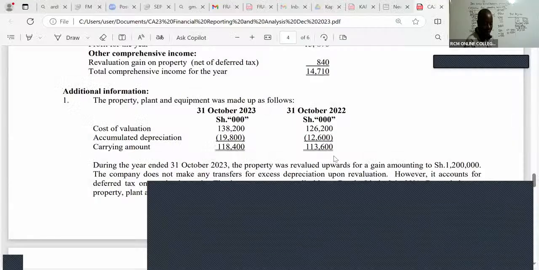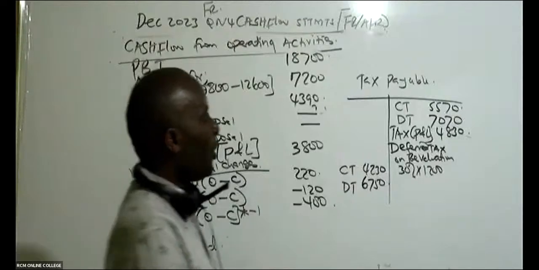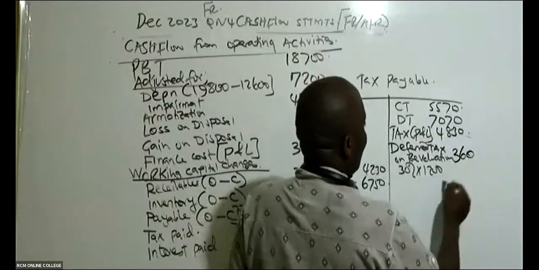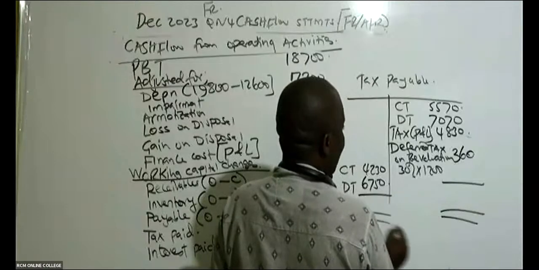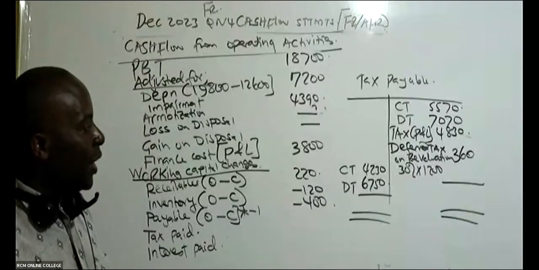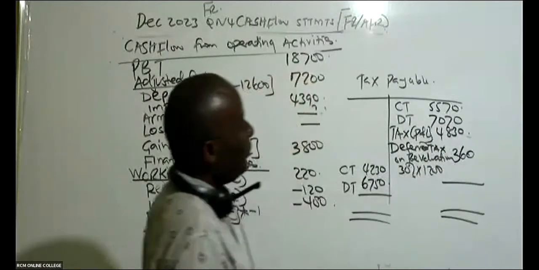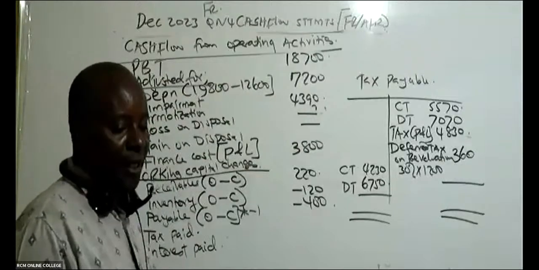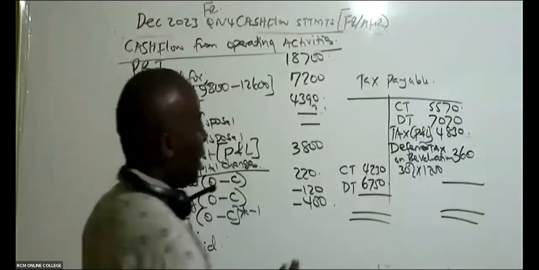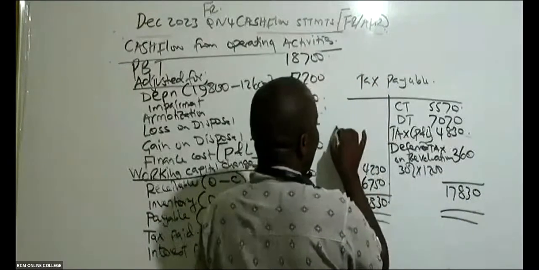You can see in this case there is a revaluation of 1,200, and the rate of tax is 30%. So can you kindly give me this figure? 360. And that is it. Now give me the balancing figure. I don't know which side is heavier. Of course, it will be this side. Please add everything on this side: 5570 plus 7070 plus 4830, 17830. The balance here will be tax paid.